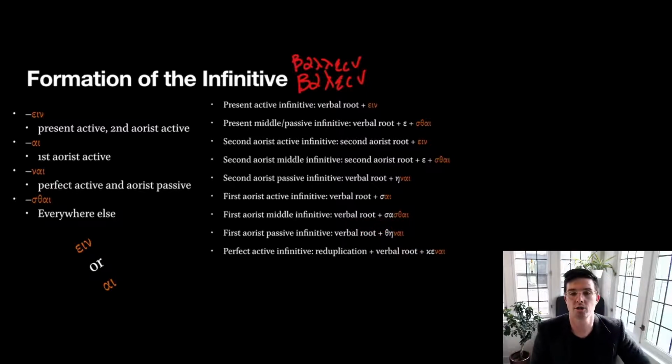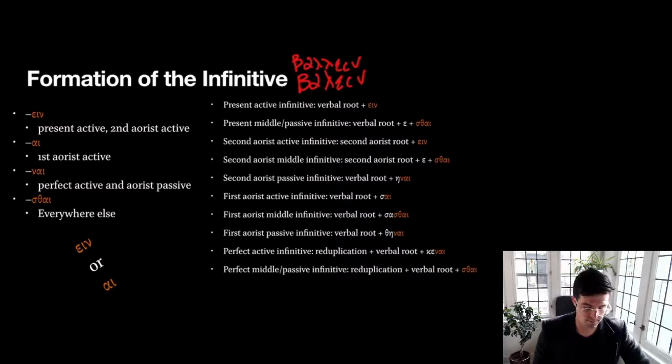And then lastly, our two perfect forms. The perfect active infinitive is going to use reduplication. So it's going to have reduplication and then the verbal root and then -kenai. So that kappa, as we've seen elsewhere, is going to be a signal to the perfect tense. And then with the perfect middle passive, once again, we're going to get reduplication, a verbal root, and then the -sthai ending. Notice that for both of these, we don't have a connecting vowel. That was also the case with the perfect tenses in the indicative mood.